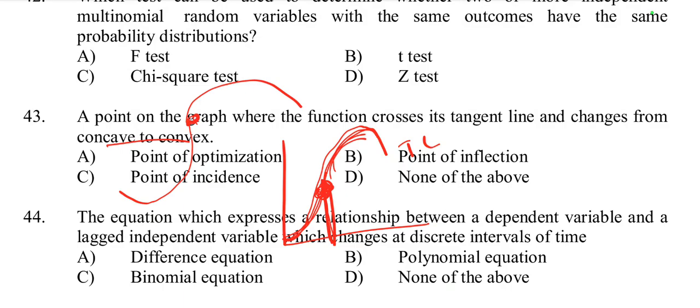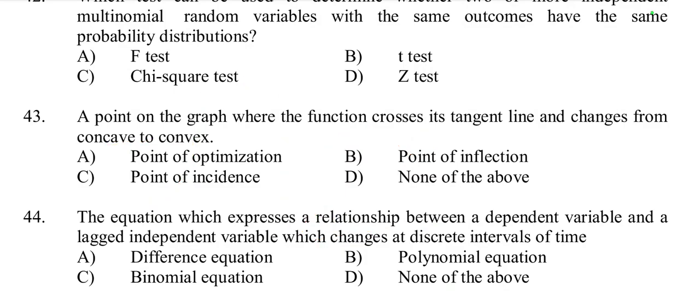A point of inflection is where the second derivative changes sign, indicating a change in concavity from concave to convex or convex to concave. So option B is the right answer.